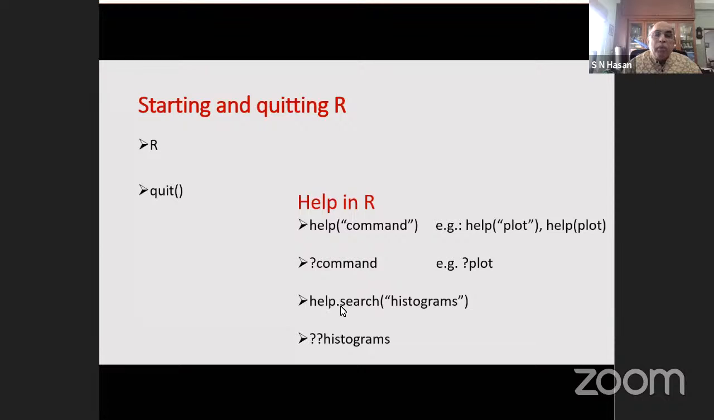Then you have help.search and give the name, or two question marks. Sometimes when you try question mark histograms and it gives you an error, it will prompt you and say, try two question marks histograms.